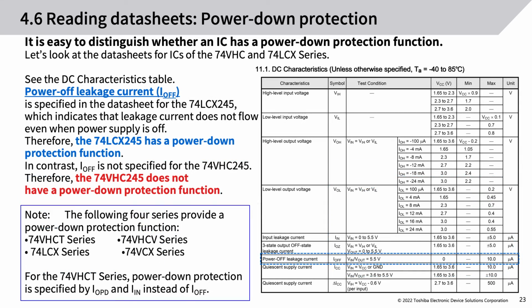It is easy to distinguish whether an IC has a power down protection function. Let's look at the data sheets for ICs of the 74VHC and 74LCX series. See the DC characteristics table. Power off leakage current, IOFF, is specified in the data sheet for the 74LCX245, which indicates that leakage current does not flow even when power supply is off. Therefore, the 74LCX245 has a power down protection function.